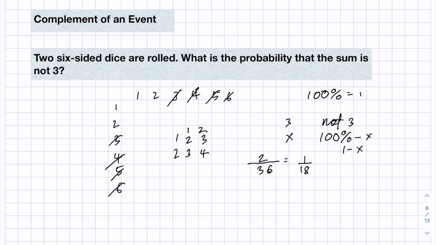Now, what the complement of an event states is essentially just the entirety, 100%, minus the probability to attain this probability, right? So if we do 100%, and we take out the probability of this, all that's remaining is the probability of not being 3. And that's 1 minus 1 over 18. And that probability of it not being 3 is 17 over 18. And we're done.